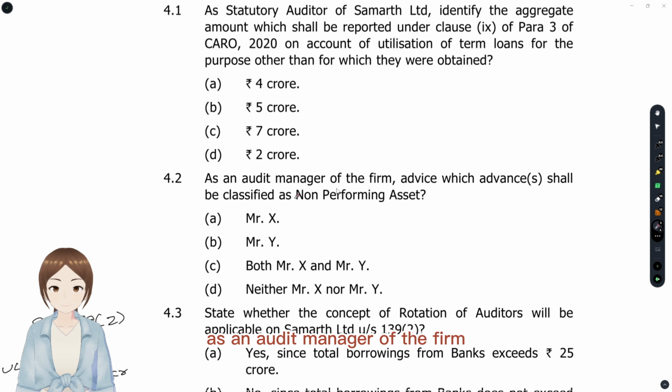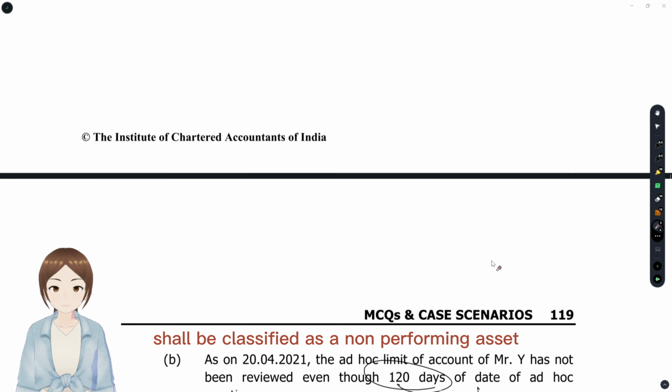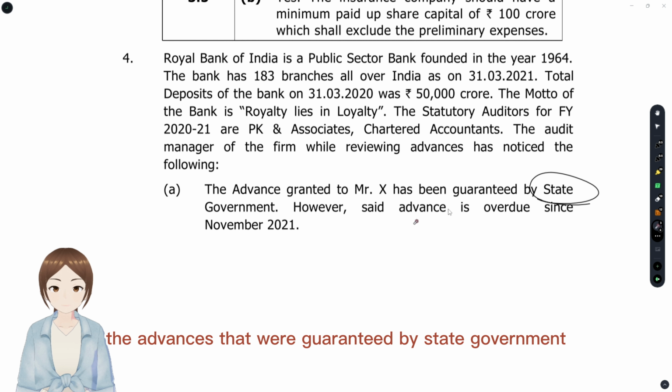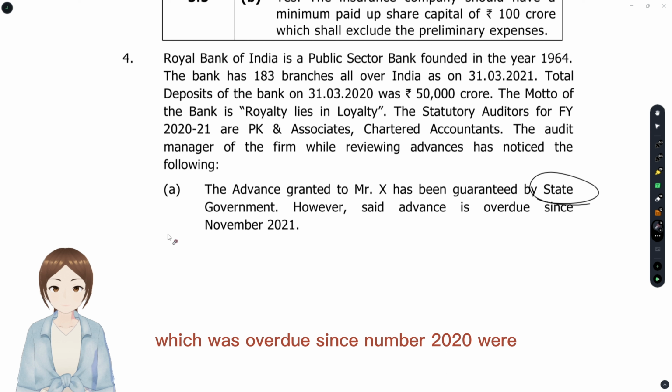As an audit manager of the firm, which advances shall be classified as a non-performing asset? The advances that were guaranteed by state government were overdue since November 2021. You see, that's 4 months, more than 3 months. If it has been overdue for more than 90 days, it's an NPA. Since it is guaranteed by state government, the provision of non-applicability of NPA would not apply, so it would be treated as an NPA.